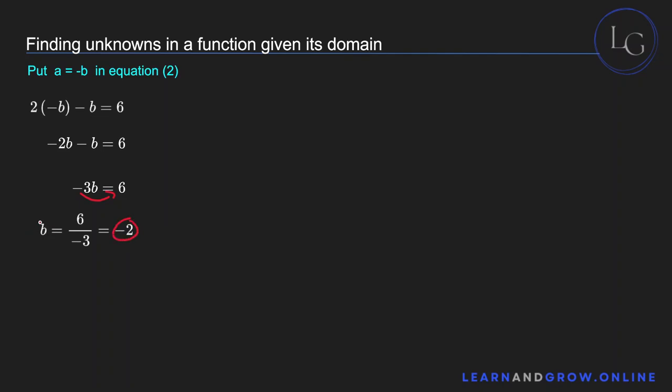Now that you have this value of b, put it into the equation that we found earlier, which said that a is equal to negative b. So instead of this b, plug in negative 2. So a is equal to minus negative 2. And that gives you a is equal to 2. So we've now found the value of b, which is negative 2, and the value of a, which is 2, right? So we've now found the two unknowns.